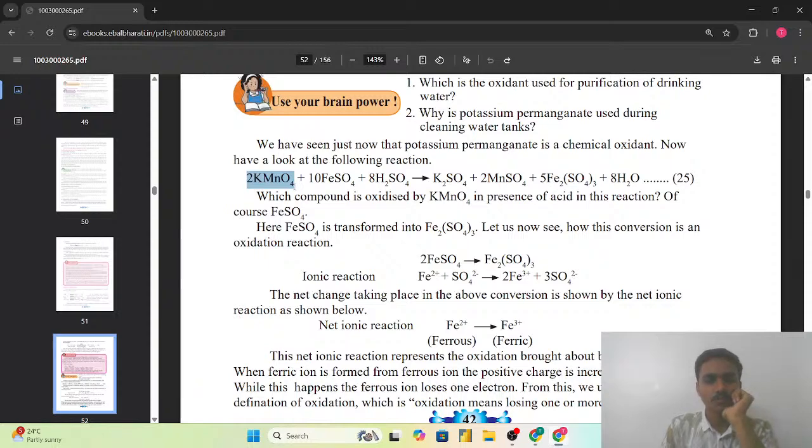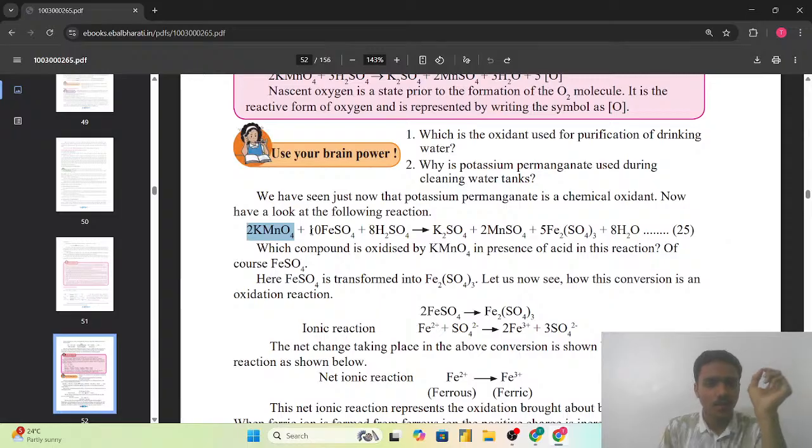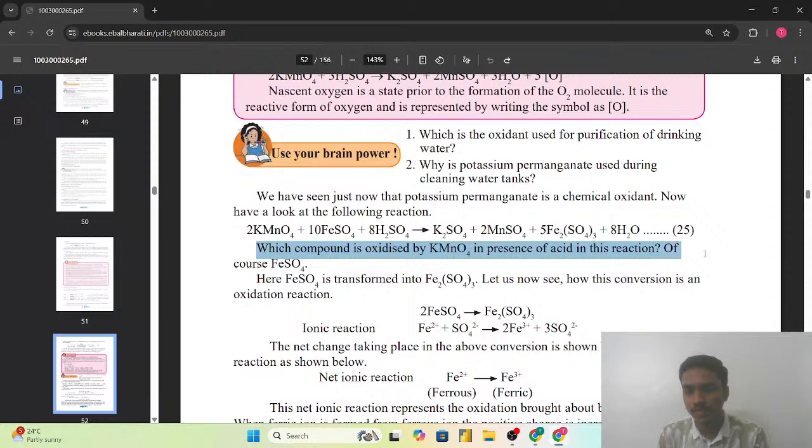So KMnO4, that is potassium permanganate, when it reacts with ferrous sulfate, that is iron sulfate, with H2SO4, leads to formation of potassium sulfate K2SO4, manganese sulfate MnSO4, ferric sulfate, and water is released. So which compound is oxidized by KMnO4 in presence of acid in this reaction? Of course, FeSO4. तो FeSO4 यहाँ पर oxidized by the KMnO4 in the presence of the acid of the reaction, that is the H2SO4 sulfuric acid.